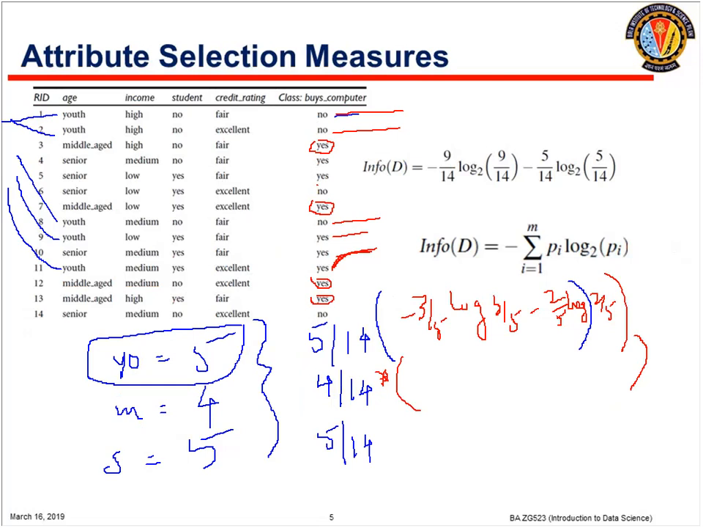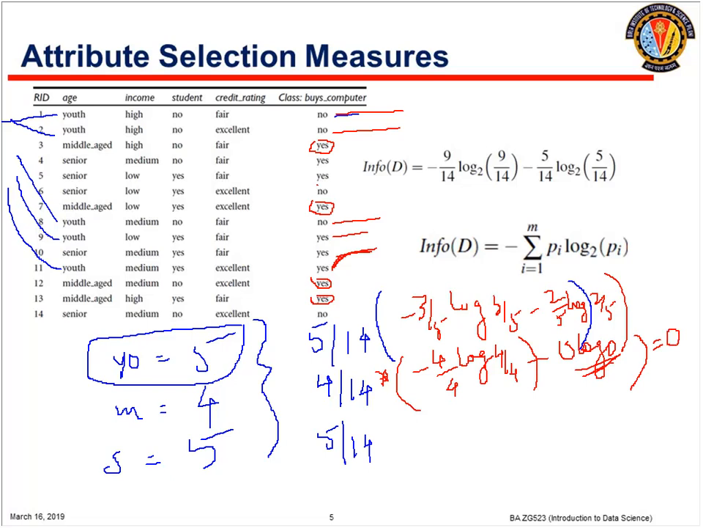So if you calculate entropy it will be minus, for yes it will be minus 4 by 4 log 4 by 4. Okay, and for calculating entropy, remember that 0 into log 0 is considered as 0. So log 1 becomes 0, right? And this entire entropy becomes 0 here.